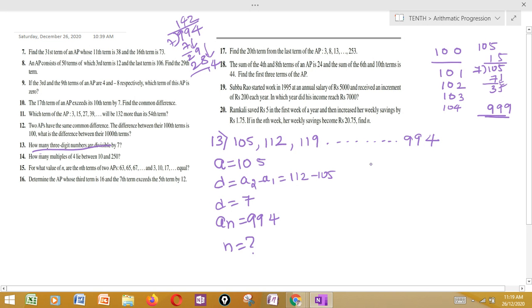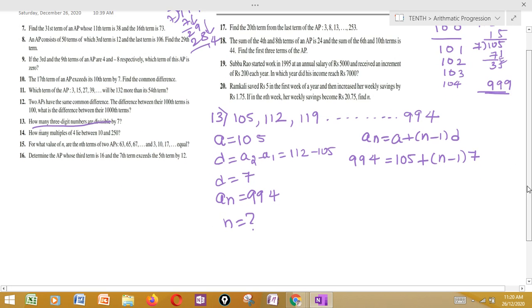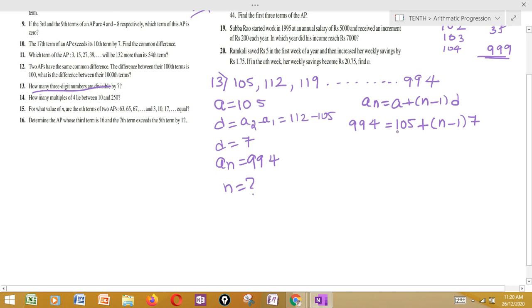First you need to write the formula: an is equal to a plus (n minus 1) into d. The value of an is 994, the value of a is 105, plus (n minus 1), and d is 7. When solving this, bring 105 to the left-hand side. So 994 minus 105 is equal to (n minus 1) into 7. How much do you get for 994 minus 105?